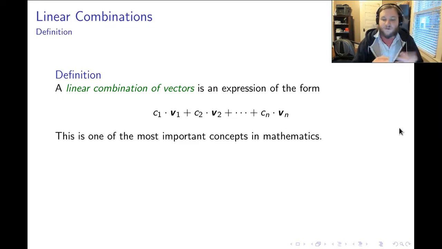And this is one of the most important concepts in mathematics. It's shocking how many concepts in mathematics end up boiling down to taking a linear combination of things you're interested in.